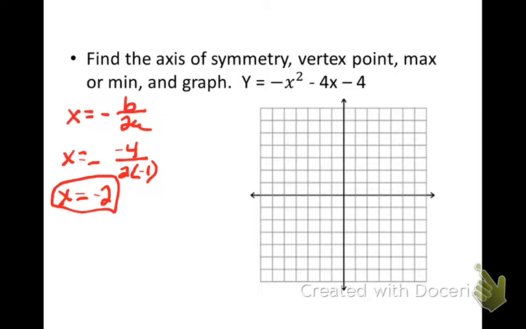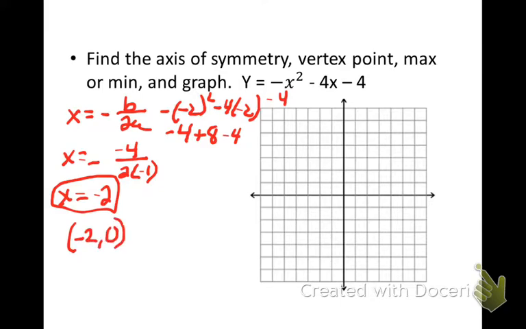So to find the vertex point, we're going to put a negative 2 back in here. So remember, it's negative, and then it's negative 2 squared, minus 4 times negative 2, minus 4. So negative 2 squared is positive 4, but then we have the negative out in front. So negative 4, negative negative gives me plus 8, minus 4. So that's 4 minus 4, which is 0. So my vertex point would be negative 2, 0.